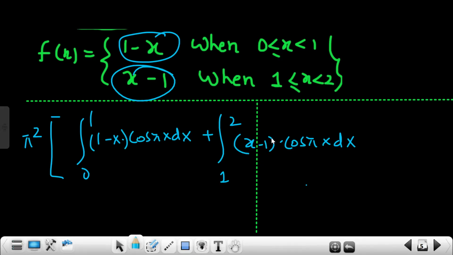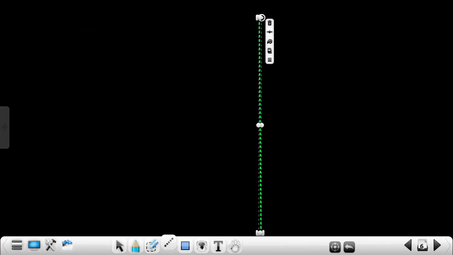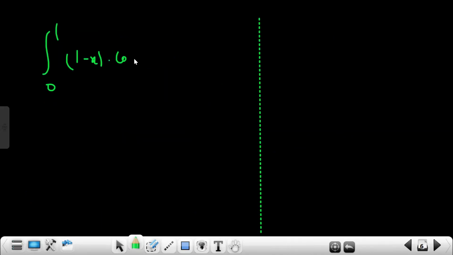Now what we will do, from here we will take the minus sign common. So pi square times the integral from 0 to 1 of (1 minus x) cos pi x dx, minus the integral from 1 to 2 of (1 minus x) cos pi x dx. So both are the same, only the limits are different. So we need to integrate this only, then we will put the limits accordingly. So now we will solve the integral from 0 to 1 of (1 minus x) cos pi x dx.